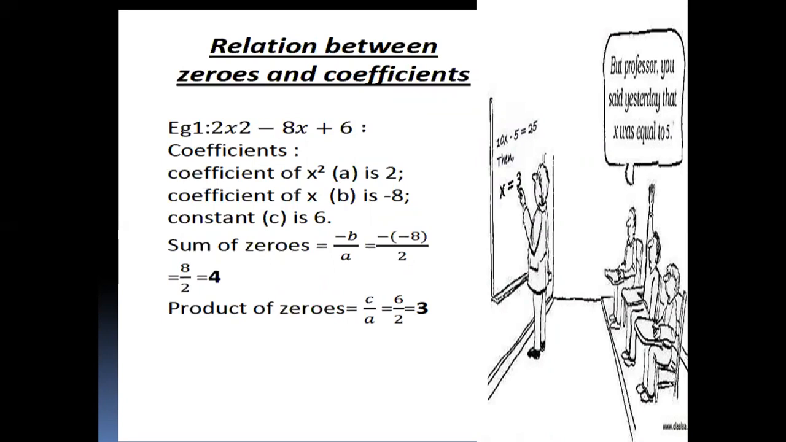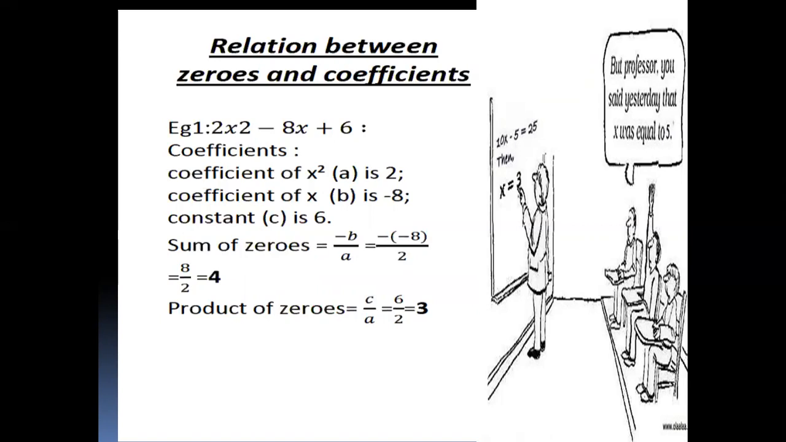So in this, the x square coefficient, that is a, is equal to 2, and the x coefficient, that is b, is equal to minus 8. You should take the coefficient along with the negative sign, children. You must use the negative, and for a positive you have to write it. And the last constant, that is c, is equal to 6.